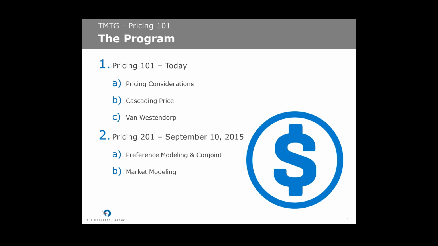So today, in our Pricing 101, we're going to talk about some general considerations when designing a pricing study. And we'll talk about two particular declarative techniques, Cascading Price and the Van Westendorp price sensitivity meter. Then in early September, mark your calendars for September 10th, we'll offer our Pricing 201, where we'll talk about more in-depth and sophisticated techniques that include preference modeling and conjoint, as well as market modeling. I'll reference that later in our conversation today.